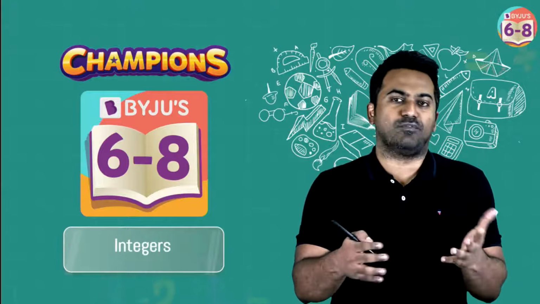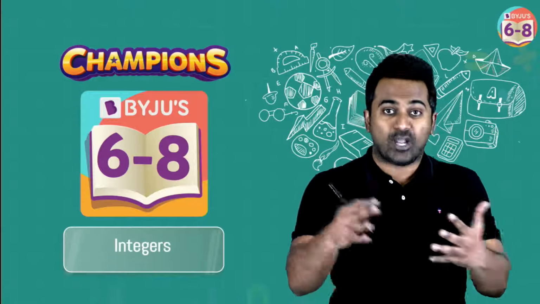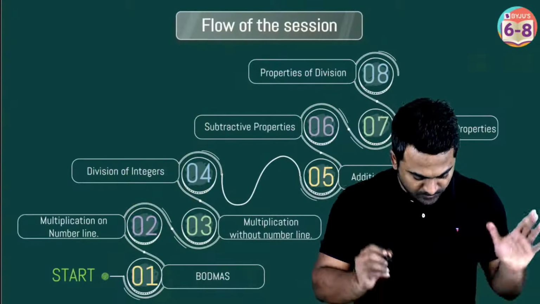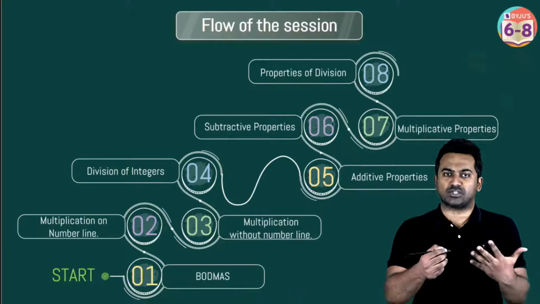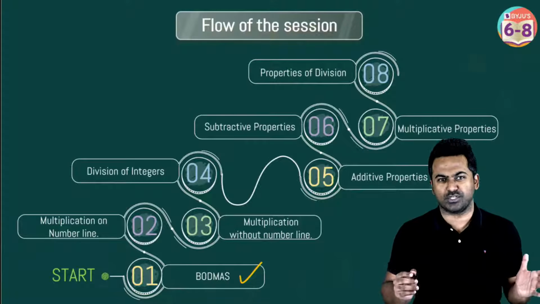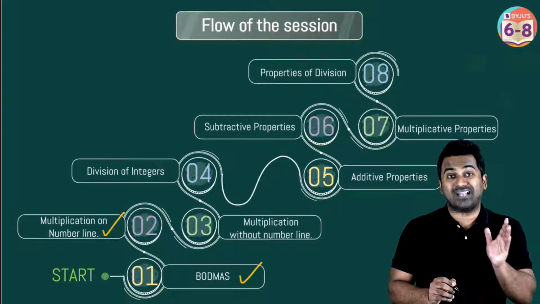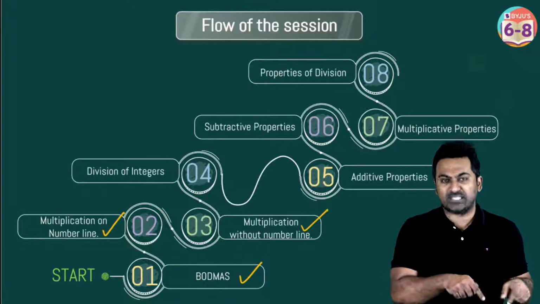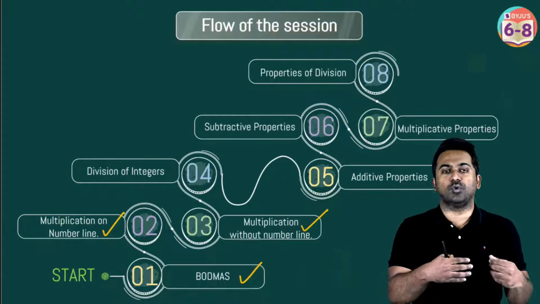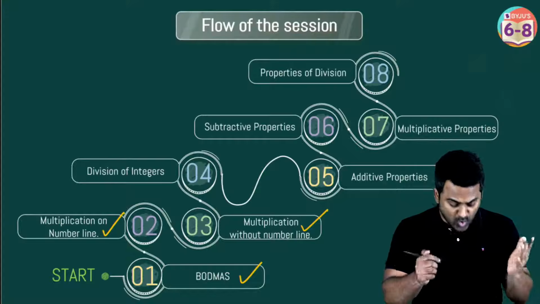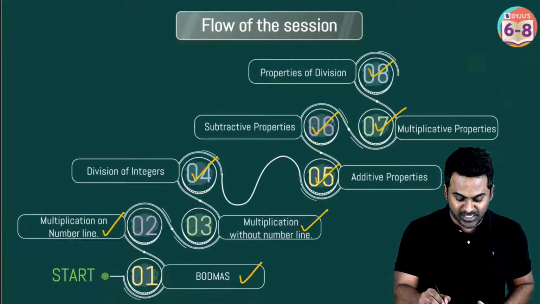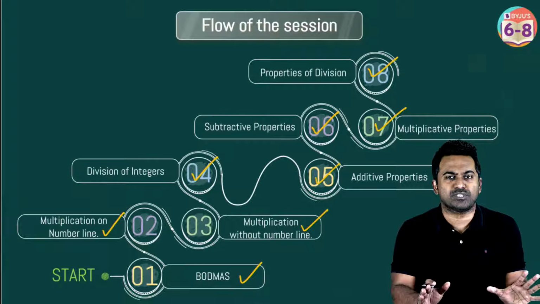Firstly, what I'd like to give you is a roadmap of how we are building on with all of the concepts, and then we shall start. We will start off with the first concept being BODMAS, the order of operations. I'm sure you know that. Then we will cover multiplication on the number line, followed by multiplication without the number line. These two concepts, 2 and 3, are going to revolve around multiplying positive and negative integers and so on. Then we will check out division of integers and then all the properties: addition properties, subtraction properties, multiplication and division. So this is going to be a super simple session.